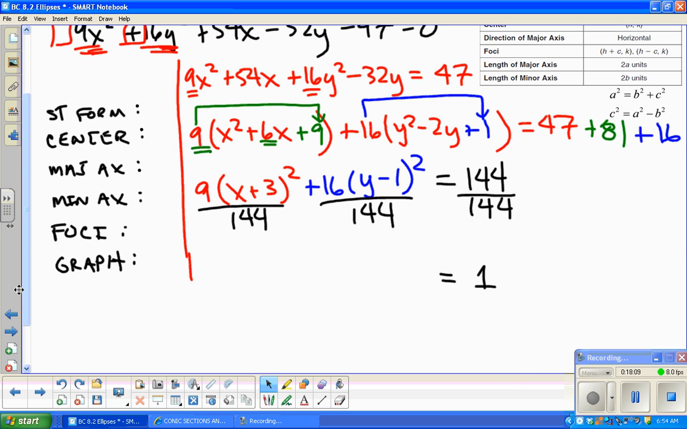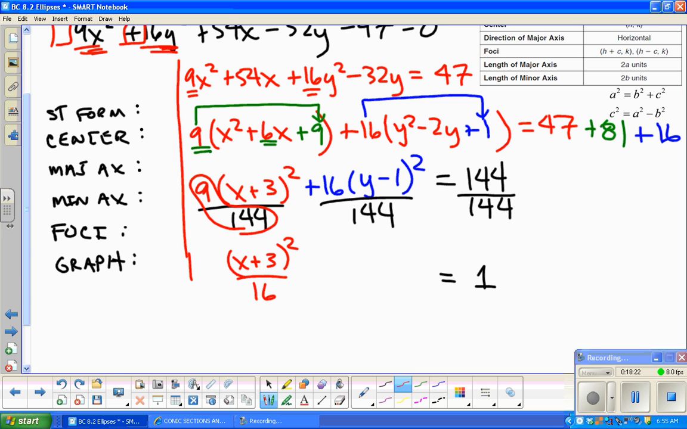On the left side, I need to do a little bit of reducing. Well, 9 happens to go into 144. And what is that? 16 times, I believe. So this becomes, and then I think they kind of flip-flop here. So 16 goes into 144, I believe, 9 times.